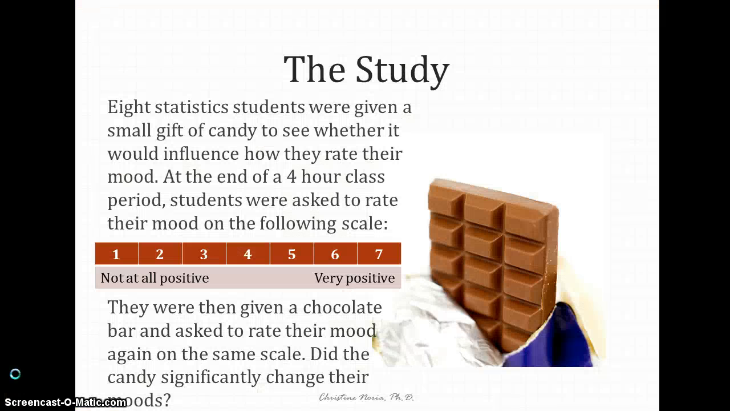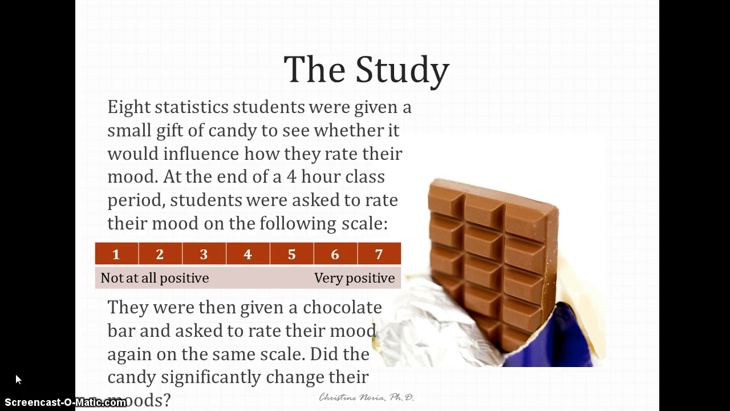So here's the study. 8 statistics students were given a small gift of candy to see whether it would influence how they rate their mood. At the end of a 4-hour class period, students were asked to rate their mood on the following scale, from 1 being not at all positive to 7 being very positive.